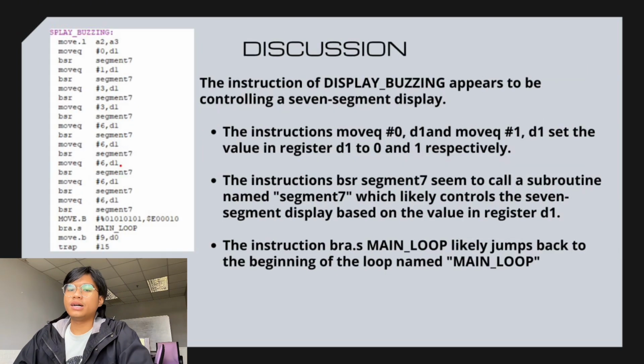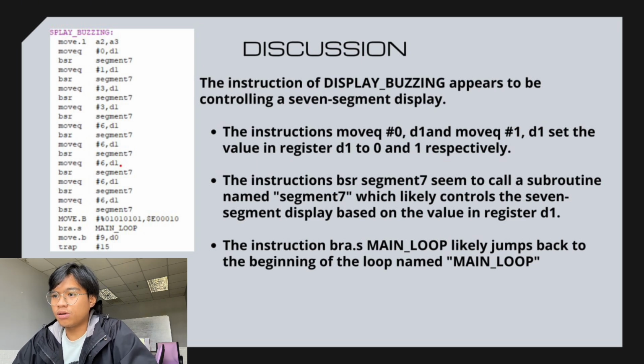For the fourth branch of our discussion, we are going to talk about the display buzzing branch, where the instructions begin with move Q #0 D1 and move Q #1 D1, which set the value in register D1 to 0 and 1 respectively. And as you can see in this code, there is a lot of BSR segment 7, which is a subroutine named segment 7 that controls the 7 segment display based on the value in register D1. And the other instruction, which is BRA.S main loop, likely jumps back to the beginning of a loop named main loop.